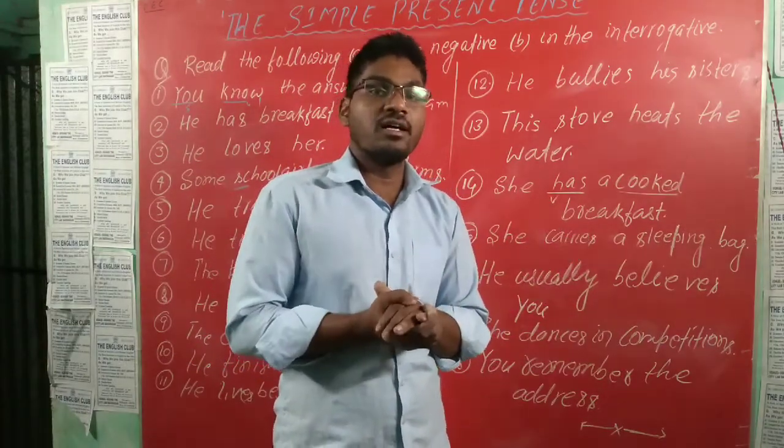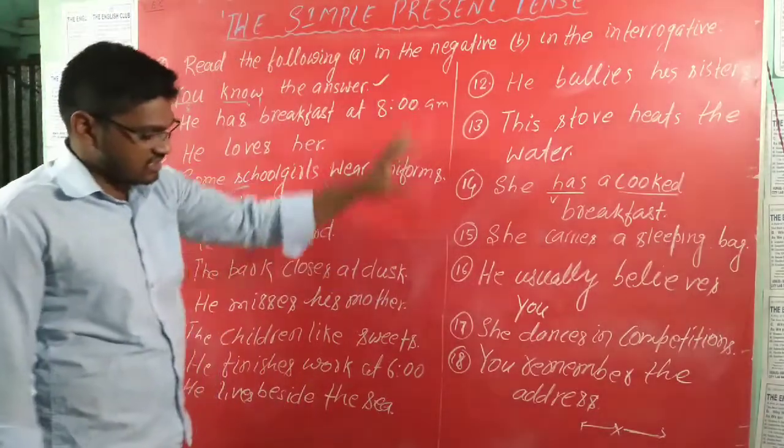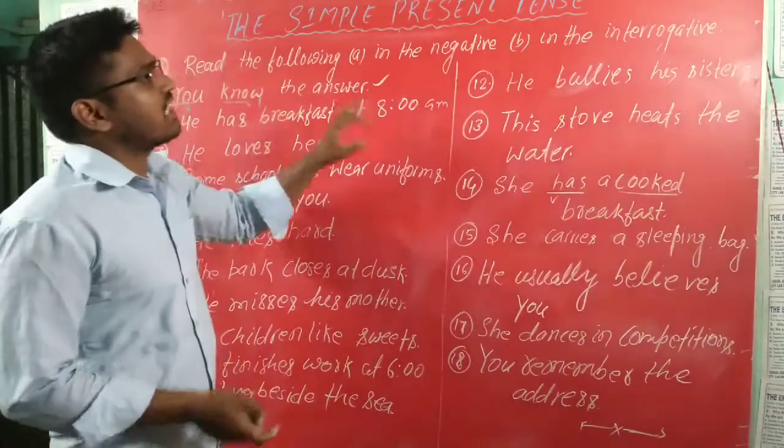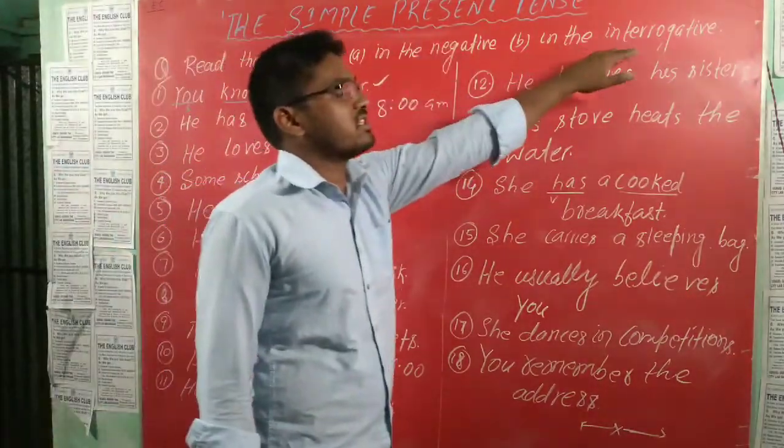So I think here and the practices, these 18 sentences, I think it's your homework. You will write down in the negative patterns as well as interrogative.